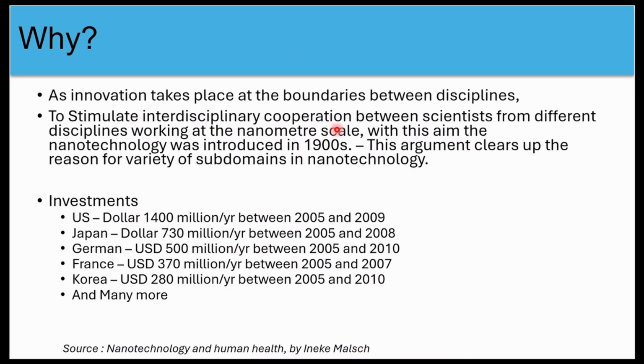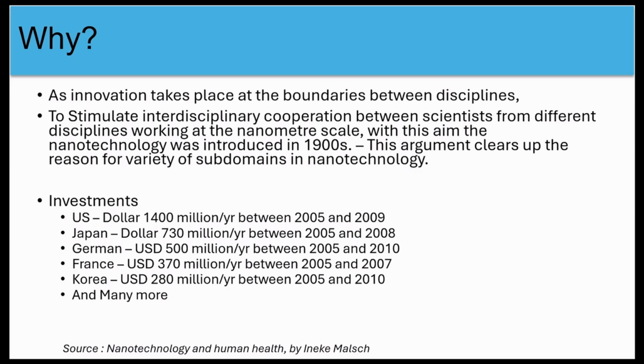Here we'll discuss why nanotechnology emerged. A lot of people are talking about nanotechnology, and you will sometimes get arguments like, is it even real or everywhere? So is it actually real? Nanotechnology emerged in the 1900s to bridge the gap between different scientific disciplines. The idea was to stimulate interdisciplinary cooperation, to encourage experts from varied fields to work together at the nanoscale. This convergence has led to a diverse range of subdomains within nanotechnology. It means you can fit nanotechnology in any domain.